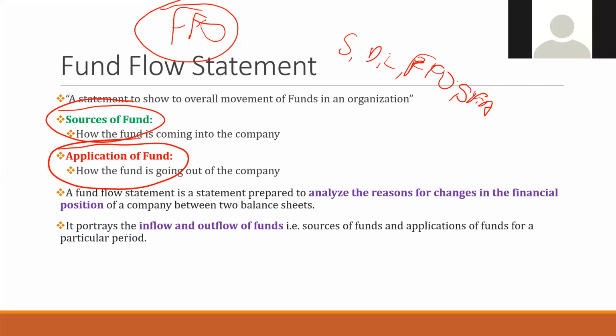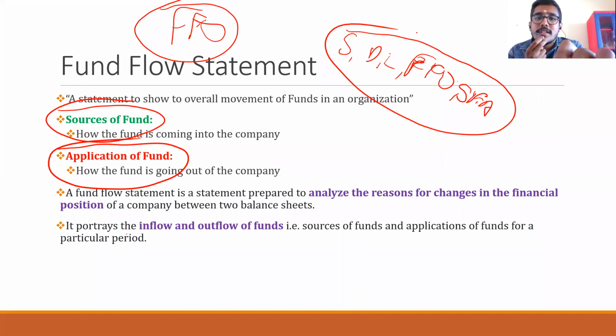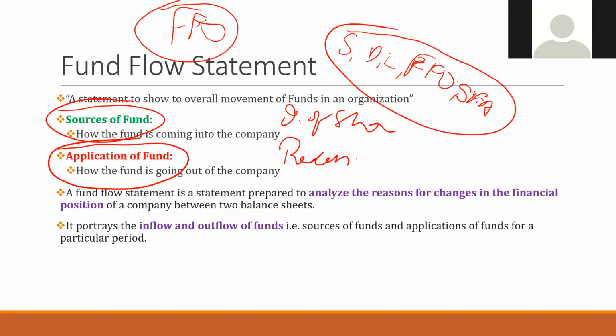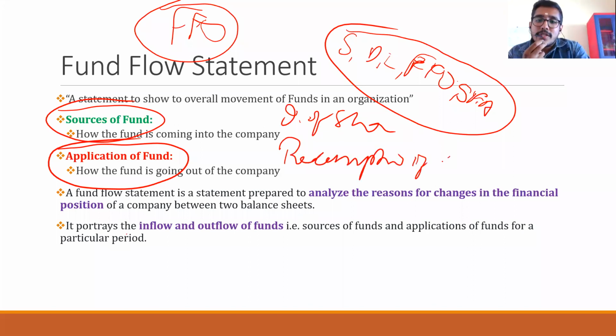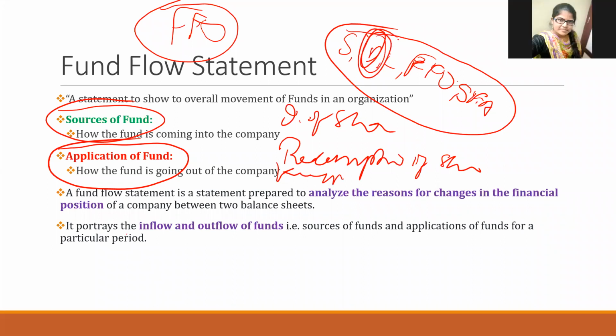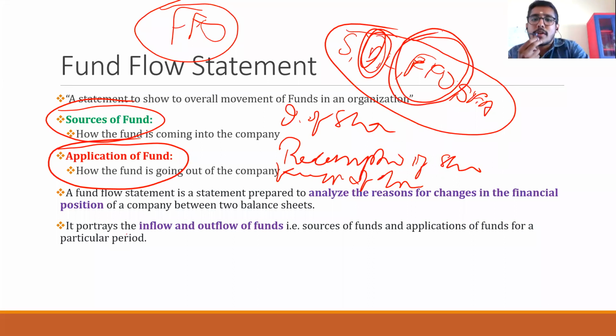So when it comes to application of fund, it is the opposite of all these. Sources of fund: issue of share. So application, what will it be? Redemption of shares. Redemption of debentures. And what was this? Fund from operation.